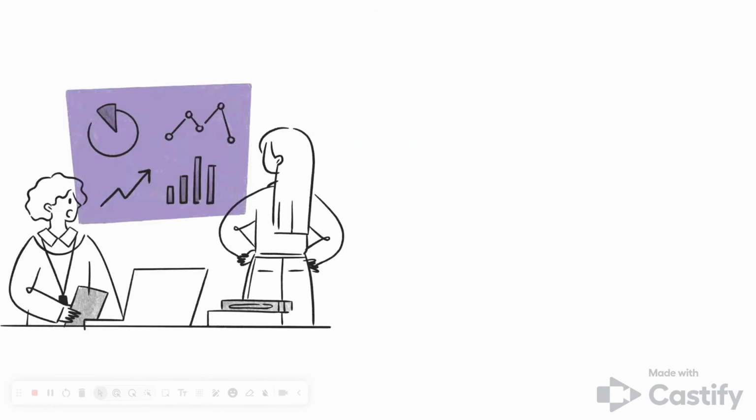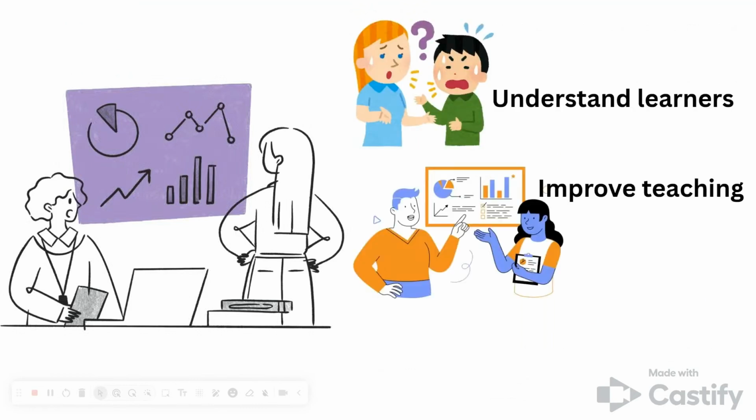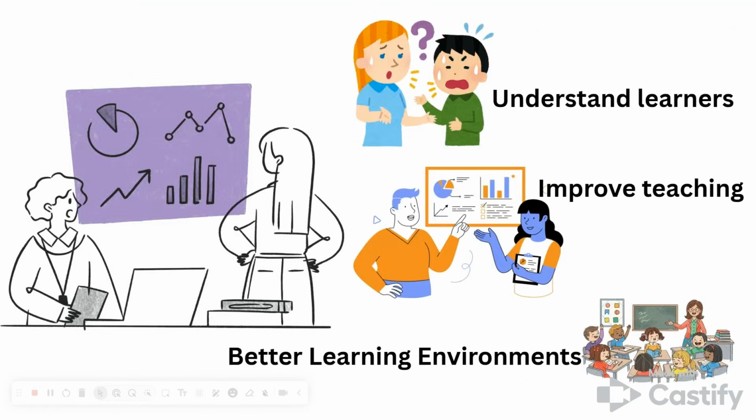To conclude, data is not just numbers. In STEM education, data helps us understand learners, improve teaching, and create better learning environments. Measures of central tendency and variability help us see both the average and the differences in learning outcomes.